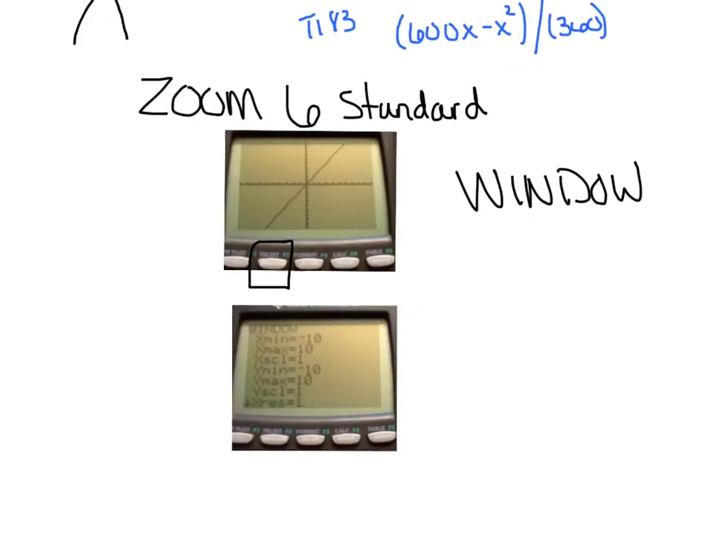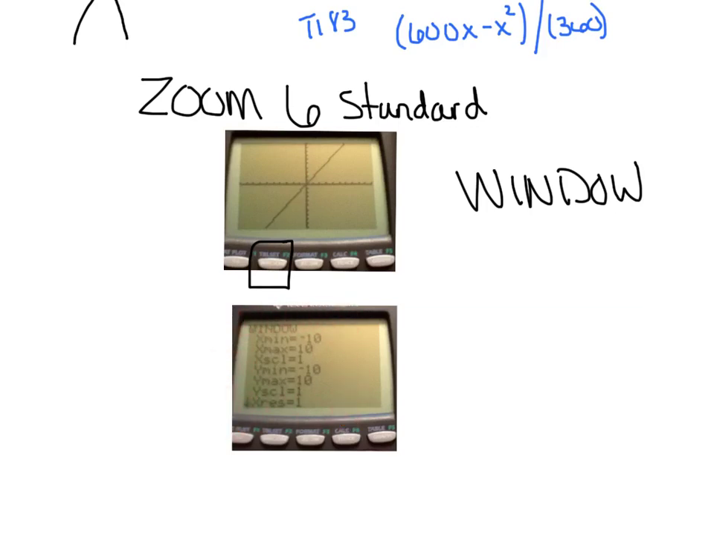Again, here's a picture of my screen. When you hit that window button, what Zoom 6 does is set everybody to 10s. Negative 10, positive 10, negative 10, positive 10. X min is my X min this way. X max is my X max this way. Y min would be down here. Y max would be up here. So again, Zoom standard or Zoom 6 sets everybody to 10s.